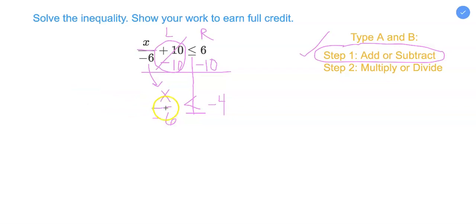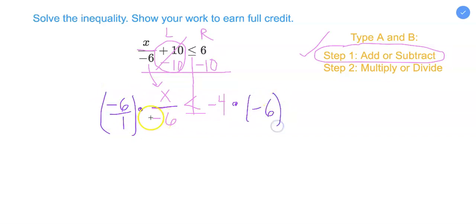Now in step 2, let's take a look at how x and negative 6 are separated. They're separated by division. So the inverse would be multiplication. So we're going to multiply both sides by the negative 6 because the negative 6 is what we're trying to get rid of to isolate x. On the left side, I write it as a fraction because I was multiplying it by a fraction, x over negative 6. On the right side, I'm multiplying by an integer, so I can write negative 6 as an integer.